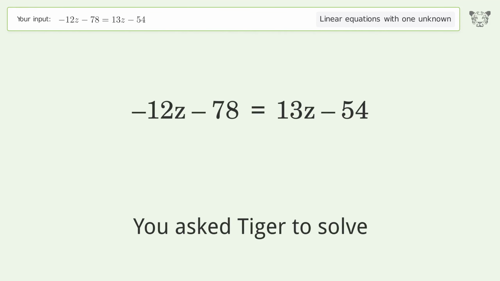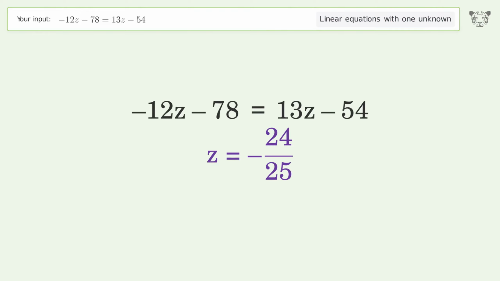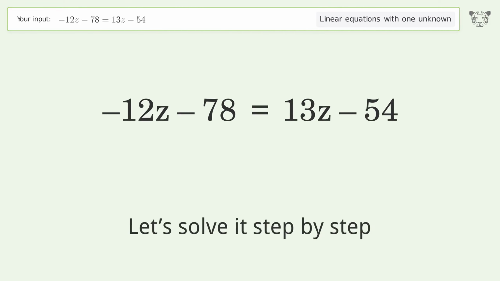You ask Tiger to solve. This deals with linear equations with one unknown. The final result is z equals -24/25. Let's solve it step by step.